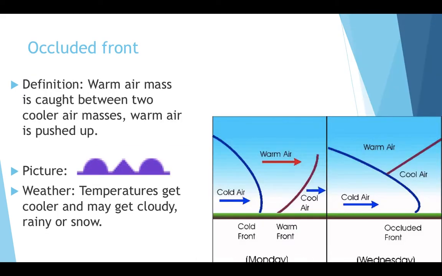Okay. The last front is the occluded front, so it's a little bit weird. This is where a warm air mass is caught between two colder air masses. That warm air mass is pushed up, with the cold air mass catching up with the other cold air mass, pushing that warm air up. So the temperatures often get quite cool because we have two cold air masses, and because the warm air is getting pushed up, anytime warm air moves up, we are going to be getting clouds. Here you can see it's going to be purple, a mix of that blue and red, and it has the mix of the cold and the warm air symbols.